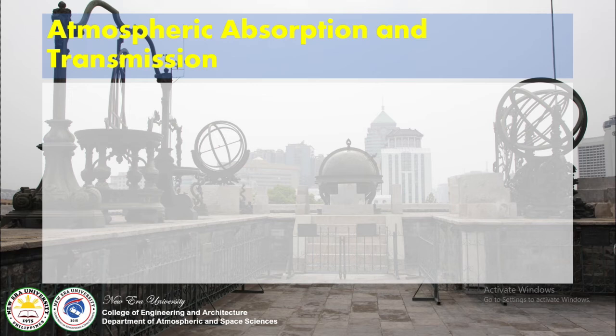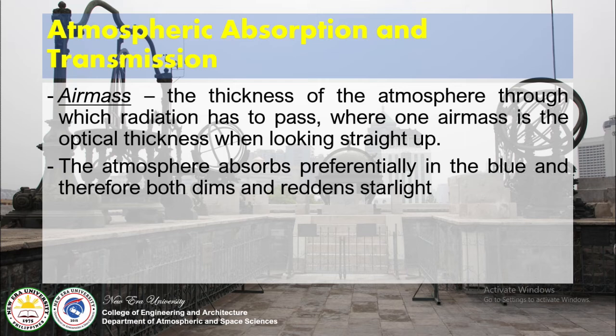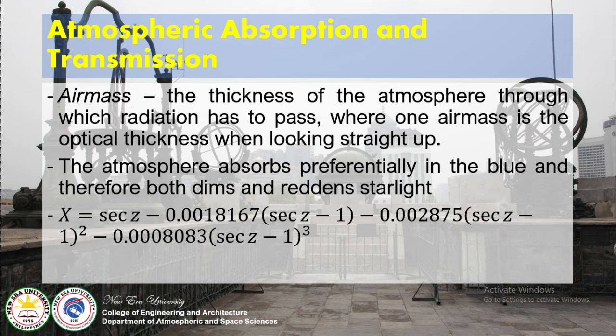Now, the air mass is basically the thickness of the atmosphere through which radiation has to pass, where one air mass is the optical thickness when looking straight up. Looking straight up is basically the zenith. The atmosphere absorbs preferentially in blue and therefore both dims and reddens starlight. This is what we call extinction and reddening. So the starlight is reddened, and it dims.